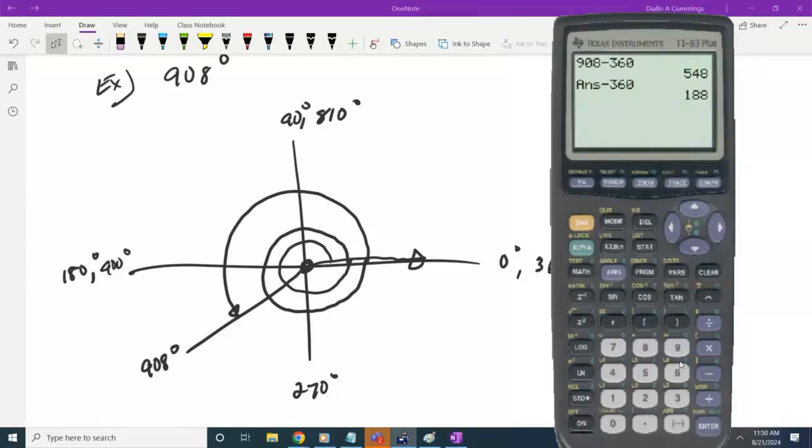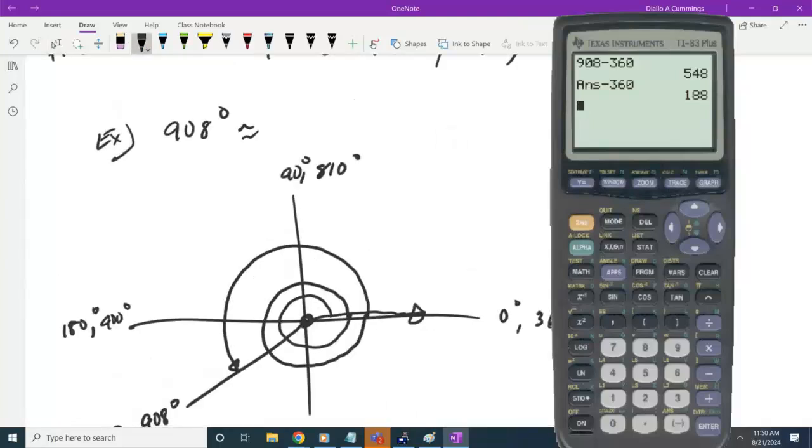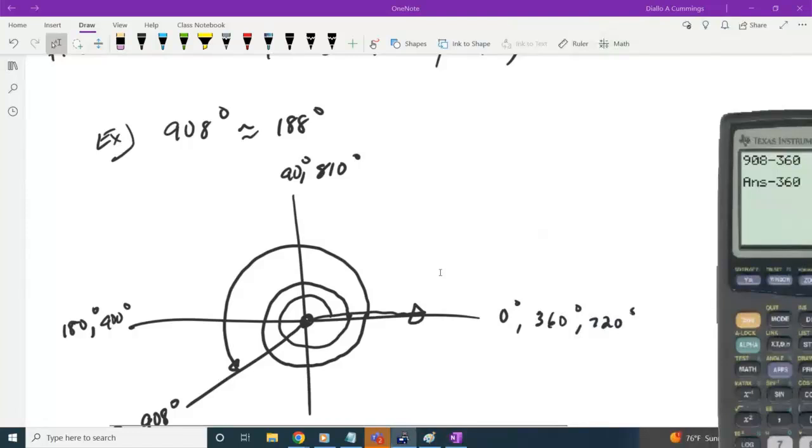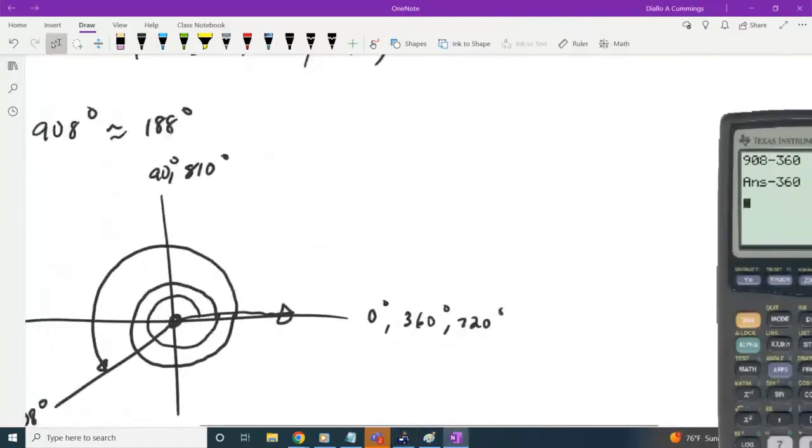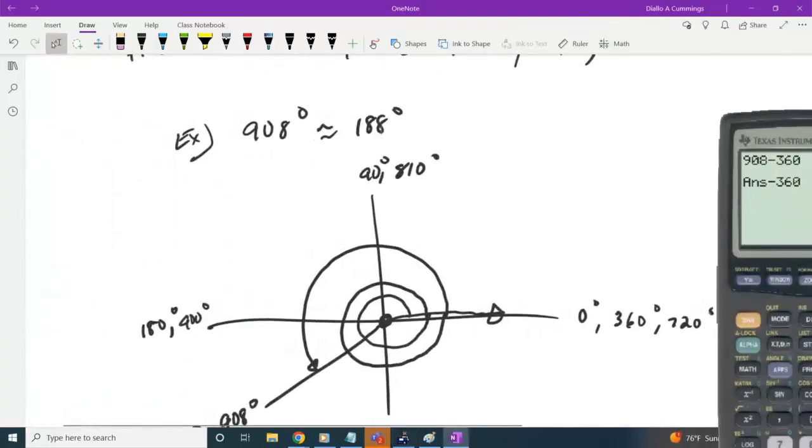And if I subtract 360 again, I'm going to get something negative, right? I want the smallest possible positive angle, which means that 908 degrees and 188 degrees are coterminal angles. So the answer here would be 188 degrees. Any questions about that one?